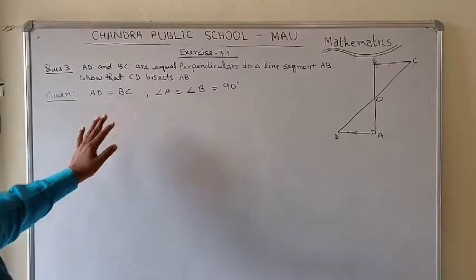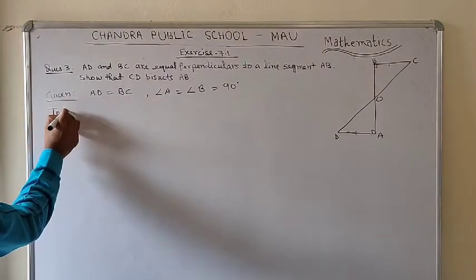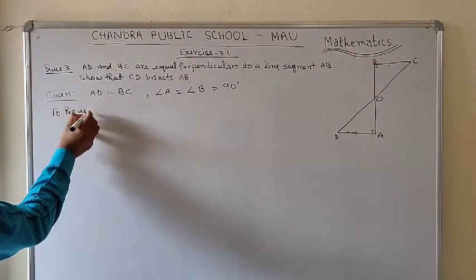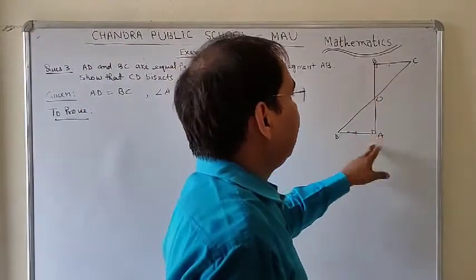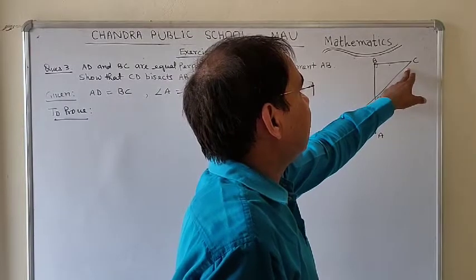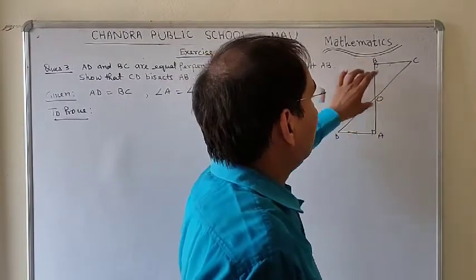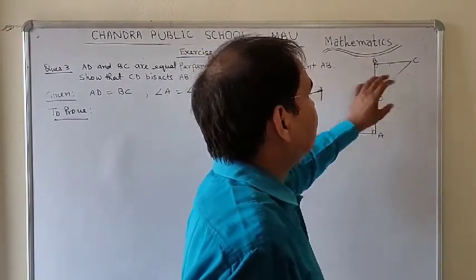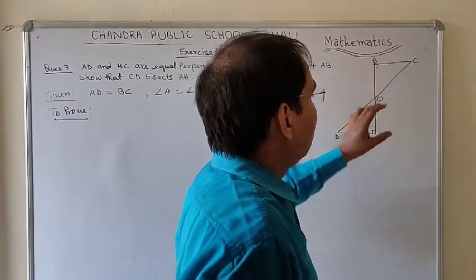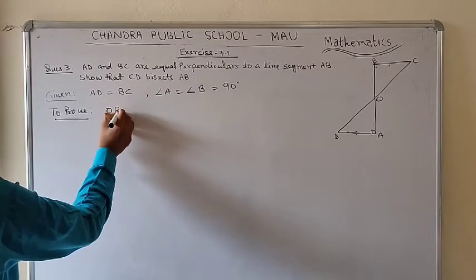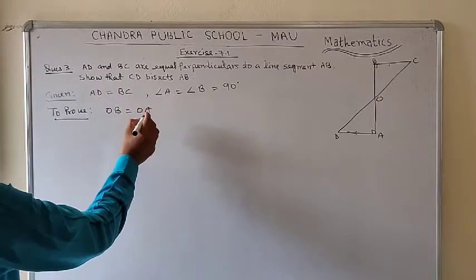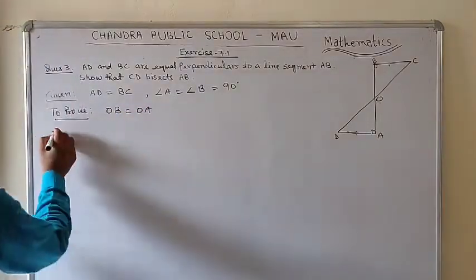Now these two things are given, and what are we going to prove? You need to prove that CD bisects AB. So if CD bisects AB, it means that you need to prove that OB equals OA. If it bisects, then these two parts will be equal. So here you need to prove that OB equals OA. Now I am going for the proof.